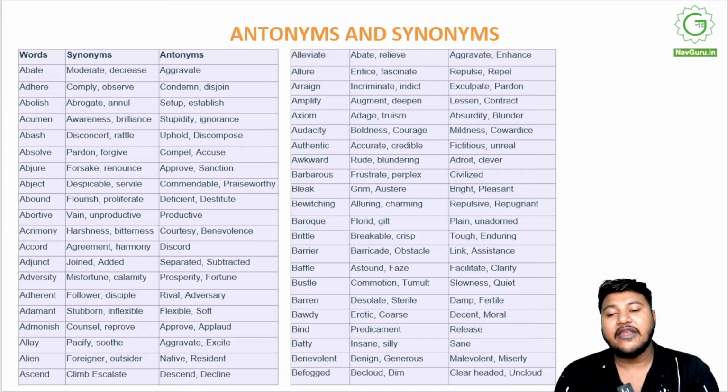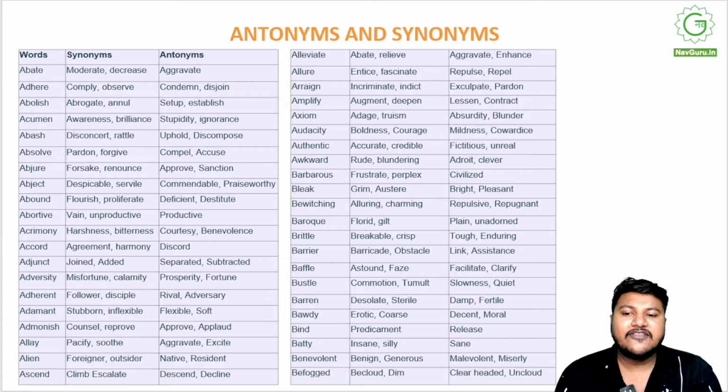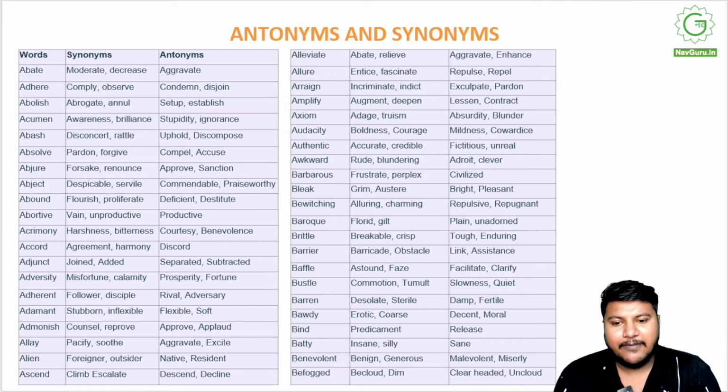Adjunct, it means join or added, while its antonym would be separated or subtracted. Adversity, it means misfortune, calamity, while its opposite is prosperity or fortune. Adherent means a follower or a disciple, while its antonym would be a rival or an adversary. You can also use enemy as an antonym of this word.